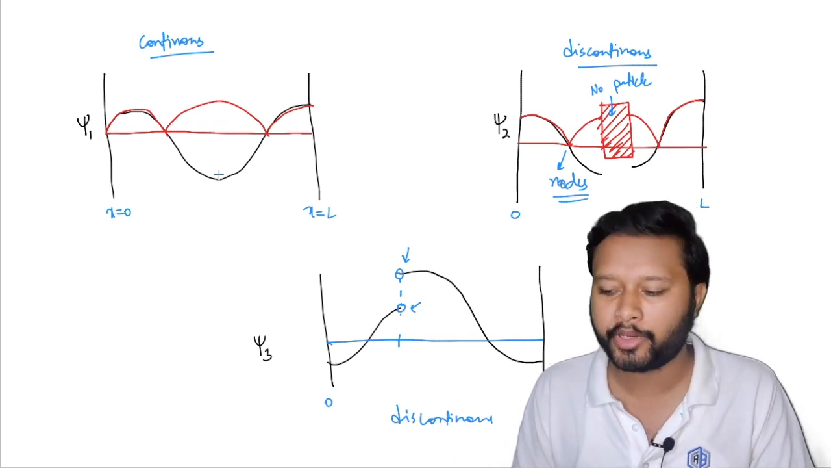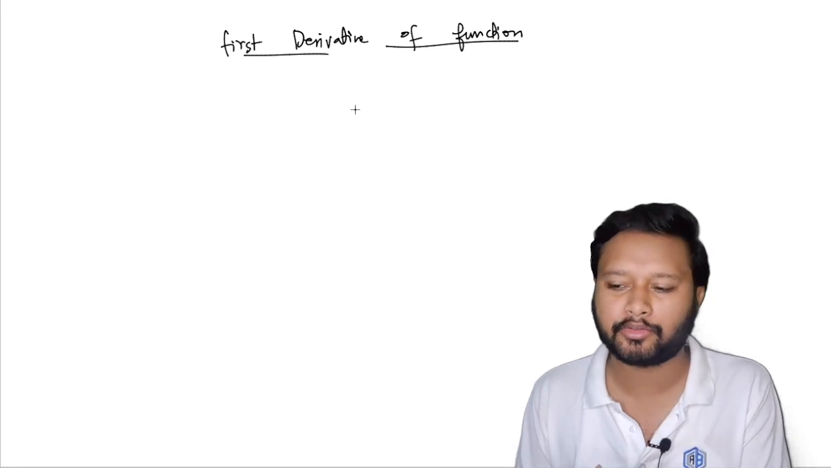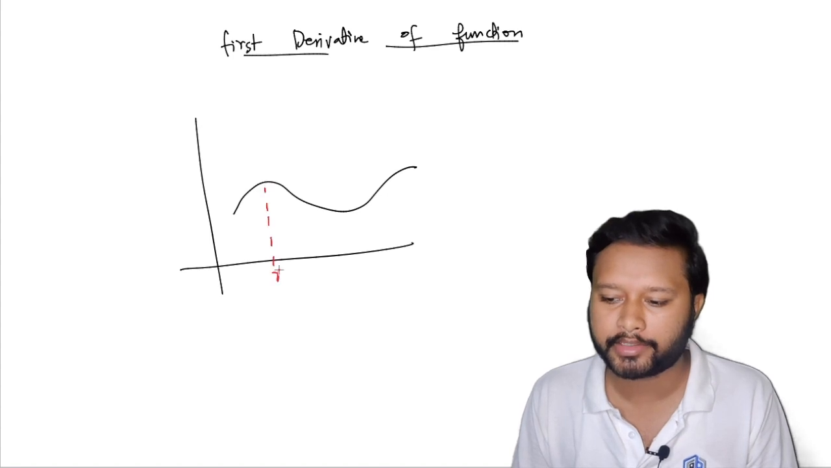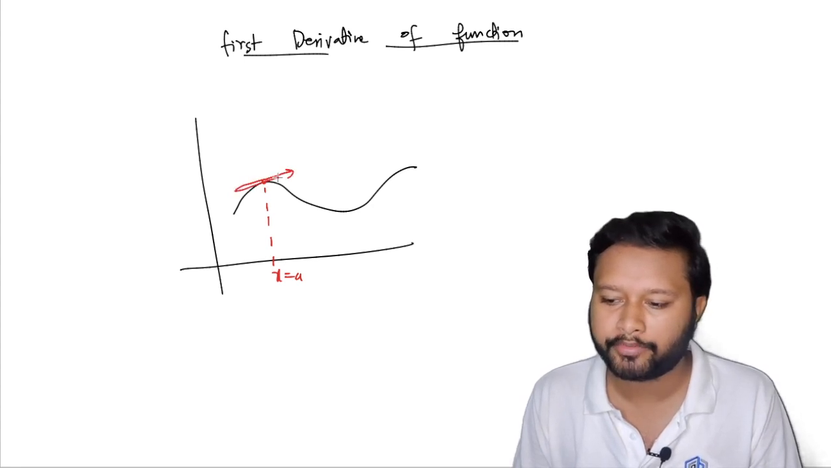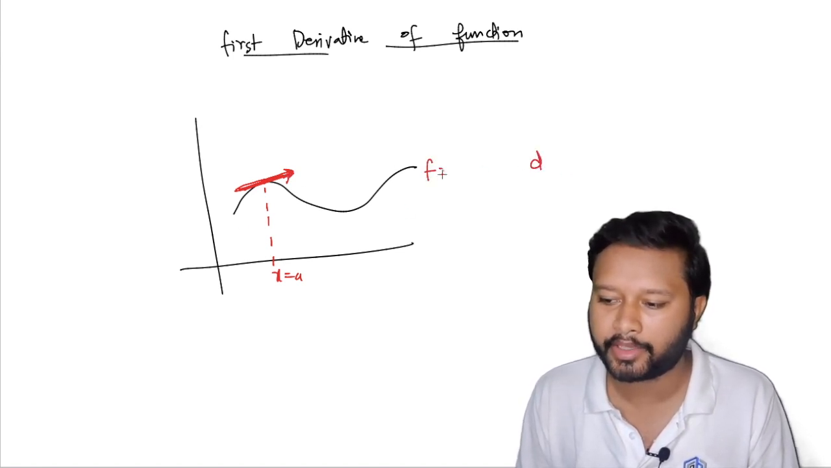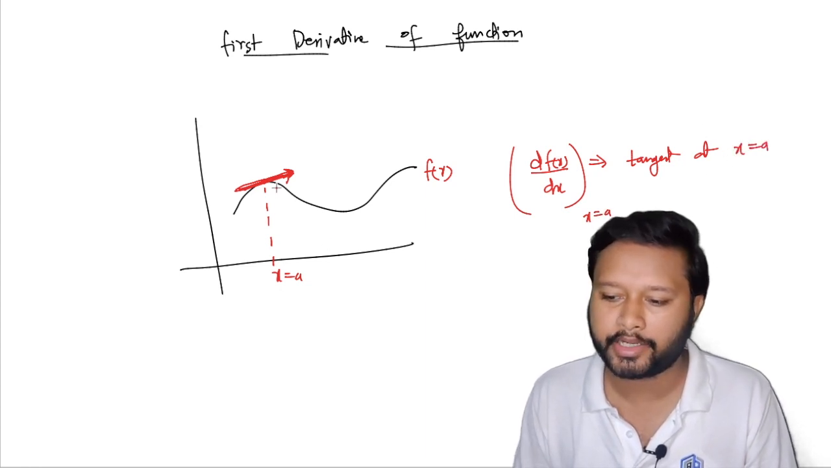Now moving forward, the next one says that it should have a continuous derivative on the given interval. So let's first understand what the first derivative of a function means. For any function, let's say the function is any curve. The first derivative at any point, let's say at x equals a, means the tangent at that particular point. So the first derivative tells us about the tangent at that point. If this function is f(x), then d f(x)/dx gives you the tangent at x equals a.